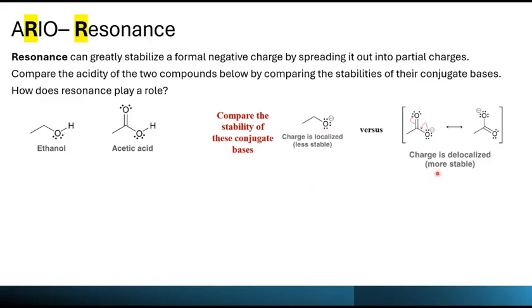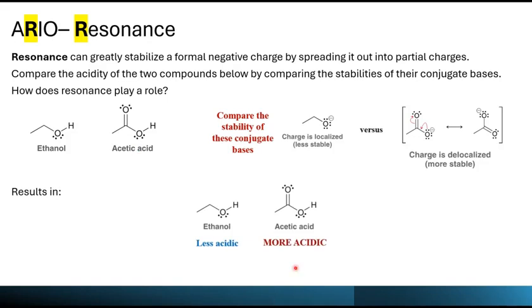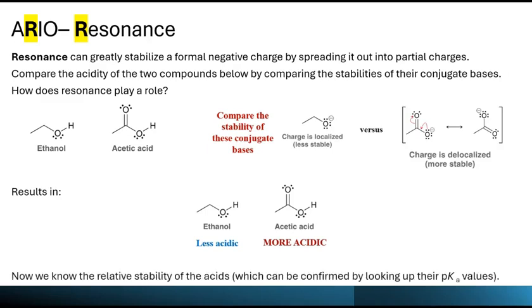Charge is localized, charge is delocalized, meaning this is going to be more stable. If this conjugate base is more stable, the acid that it came from is the stronger acid. So that results in acetic acid being more acidic and ethanol being less acidic. Now we know the relative stability of the acids, and we can confirm this by looking up their pKa values.